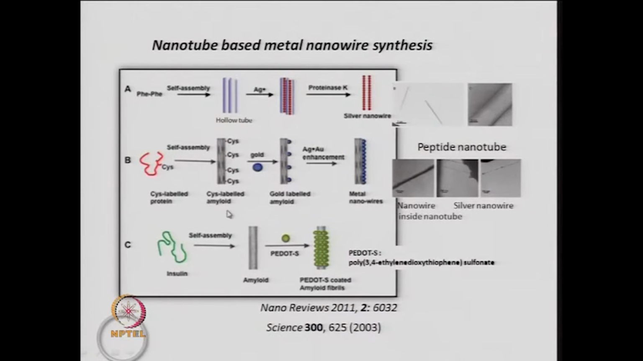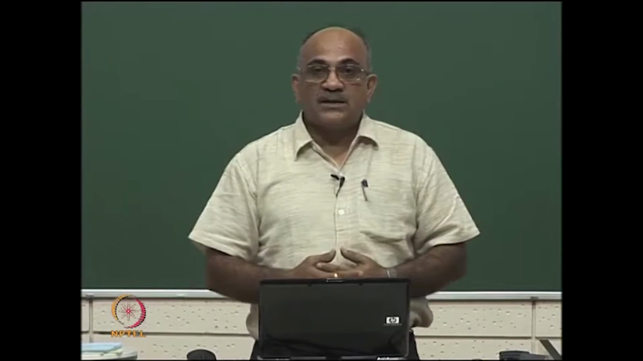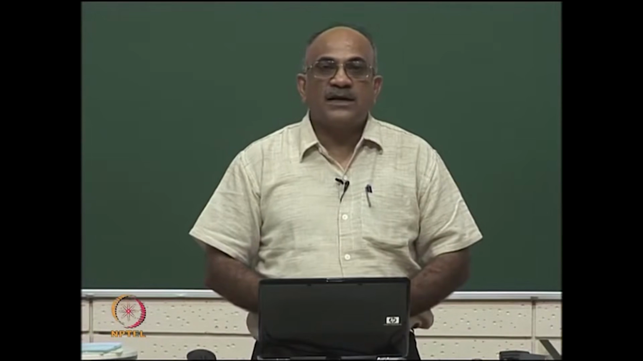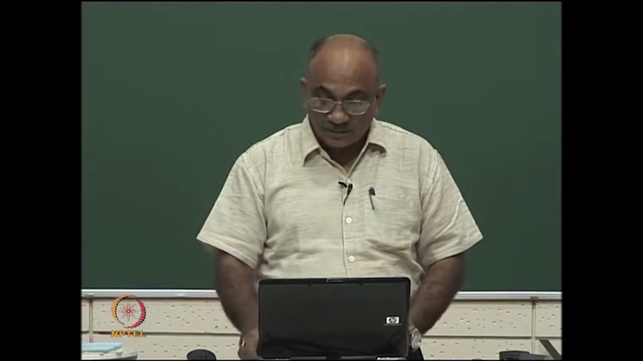So, here you have cysteine labeled amyloid, and on that we add a polymer. This polymer is called PEDOT:PSS, and the full name is given here, poly 3,4 ethylenedioxythiophene sulfonate, and when you add this, it attaches itself to this amyloid and forms this kind of chains. So, there are several biopolymer based methods by which you can get metal nanowires.